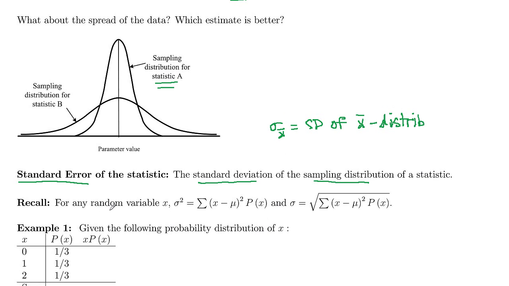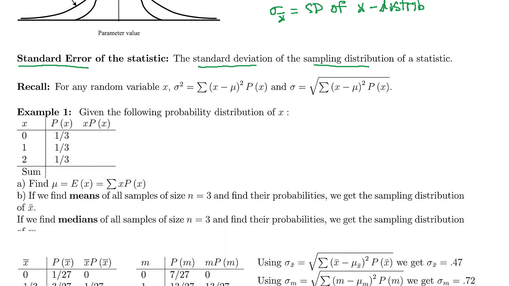Now remember here, for any random variable, that the variance is the sum of the deviations of the data value from the mean squared times the probability of that value. And then the standard deviation, you just take the square root of that.